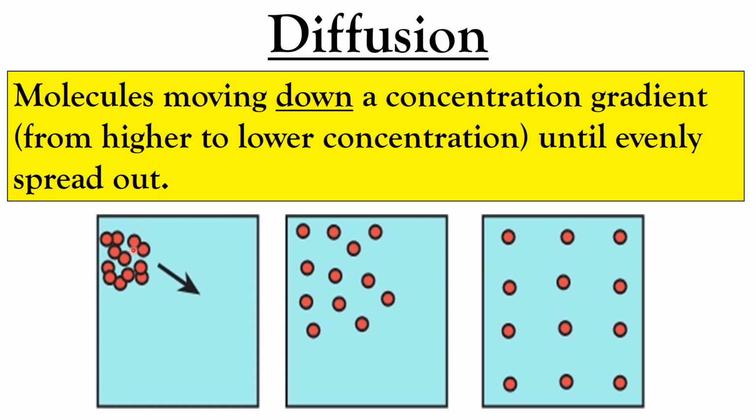So if you look at these molecules here, they're all concentrated in the top left area within this, like a tank of water or whatever it might be, and you can see they begin to spread out. So they're moving to an area where there's a lower concentration of these molecules, and this process continues until they're evenly spread out. So that's diffusion.